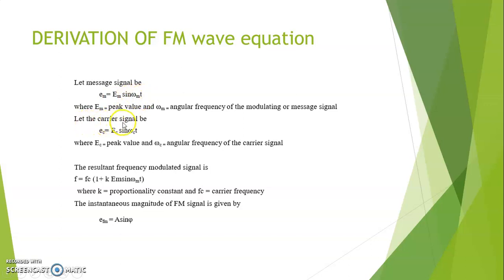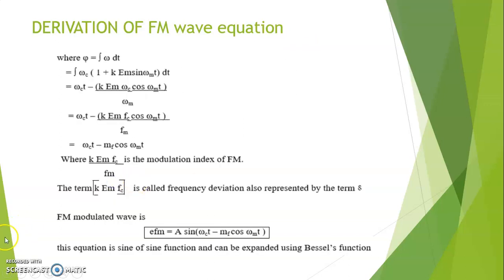The carrier signal can be represented in a similar way. EC, which is the instantaneous value, capital EC, which is the peak value, and this is the phase and the frequency part. Now the resultant frequency modulated signal can be represented by F, which is equal to Fc, where Fc is the frequency of the carrier wave. It is this frequency that is going to vary and it is varying in terms of this.